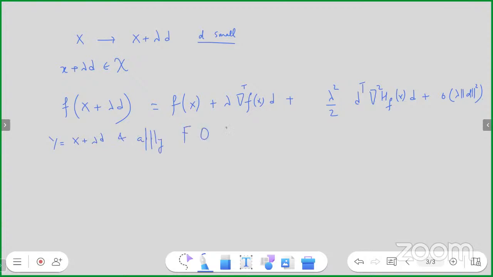So taking y equal to x plus lambda d and applying the first order condition for convexity, we get that lambda squared d transpose the Hessian of f at x times d, plus little o of lambda d squared, is greater than or equal to 0. Now what should I do?